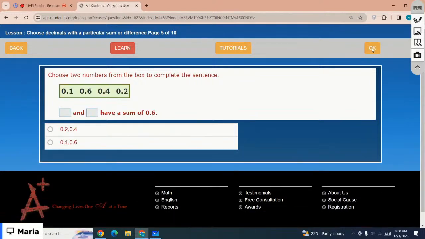Choose two numbers from the box to complete the sentence. Dash and dash have a sum of 0.6, which is the correct option? Which two numbers have a sum of 0.6, which is the correct option?